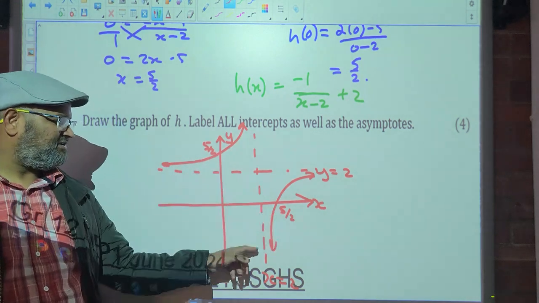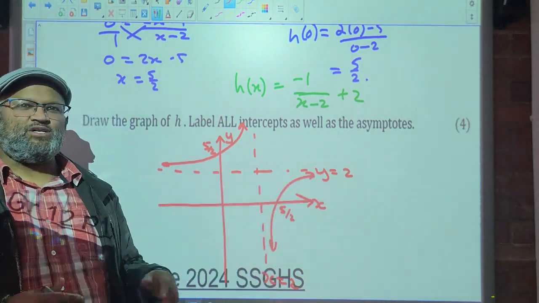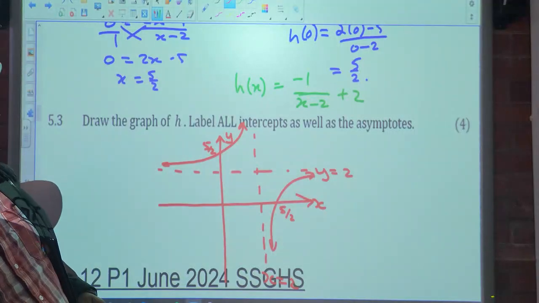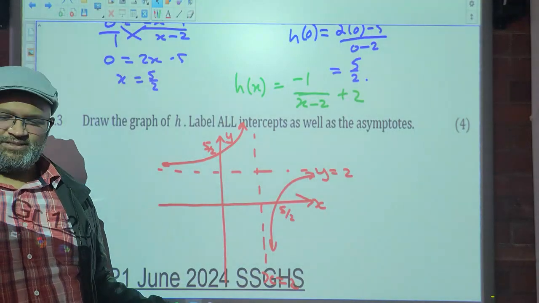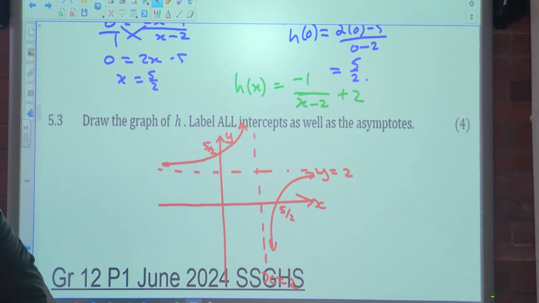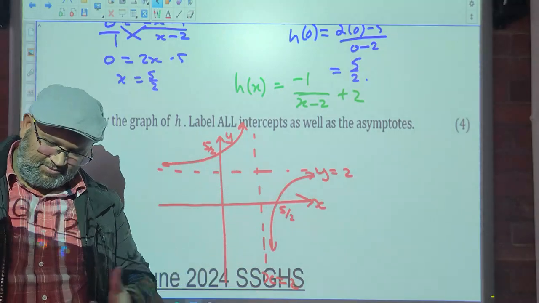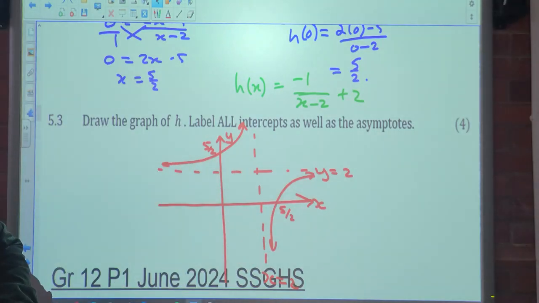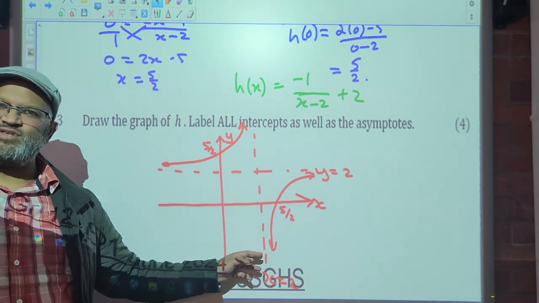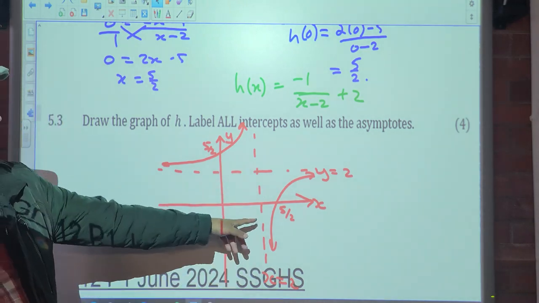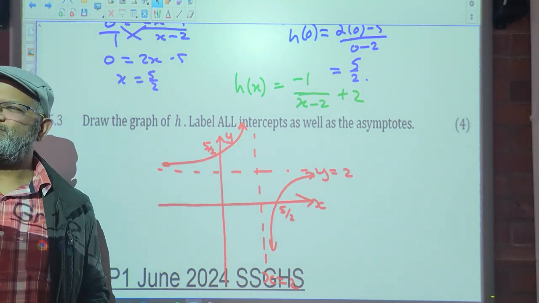Yeah, that you must write down, and the equations of your asymptotes on the graph. So there's 4 marks allocated. 1 for the shape, it's a hyperbola, it must clearly be a hyperbola. 1 for your x and y axis of symmetry, 1 on your x-intercept and 1 on your y-intercept. 4. Okay.